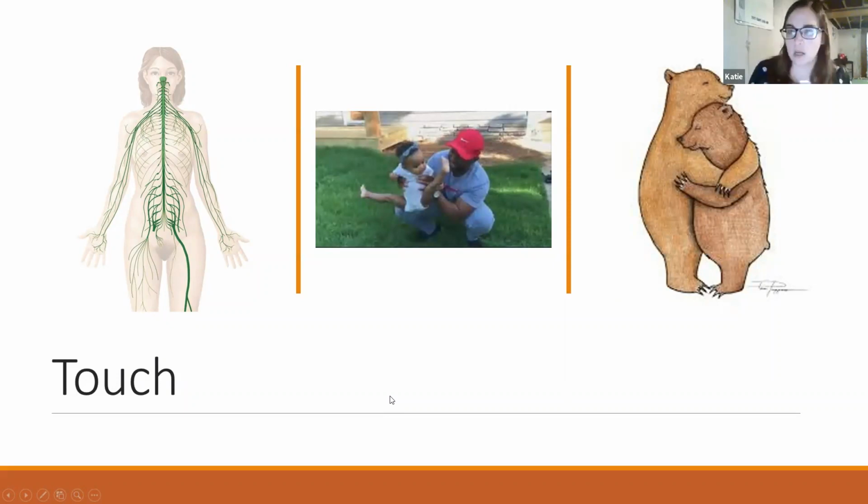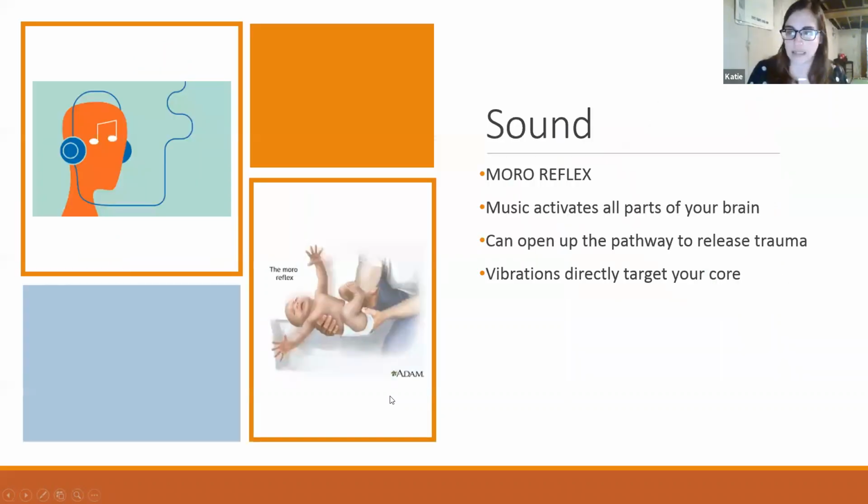Okay, the next one we're going to talk about is sound. Anyone here like fireworks? Big loud sounds? No. How many people like softer classical music? A little bit. And how many people like heavy metal, really loud music all the way up? A little bit of both? Perfect. Okay. Fun. So sound is actually directly related to a primitive reflex.